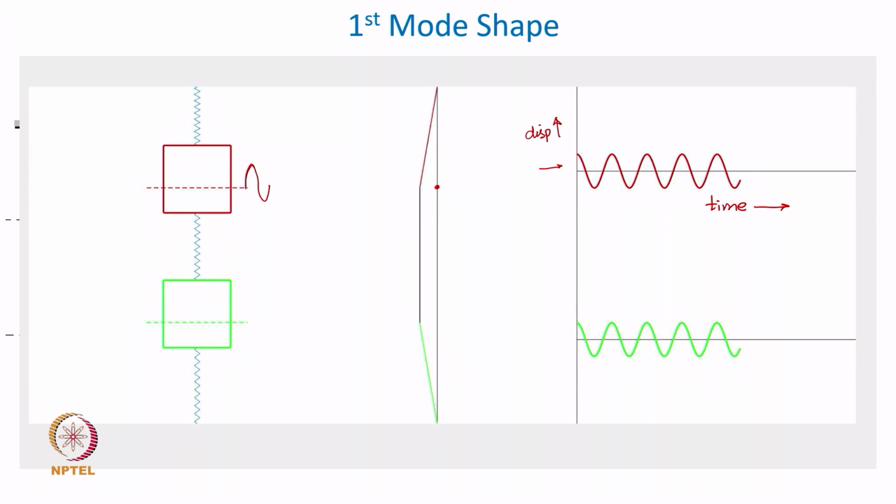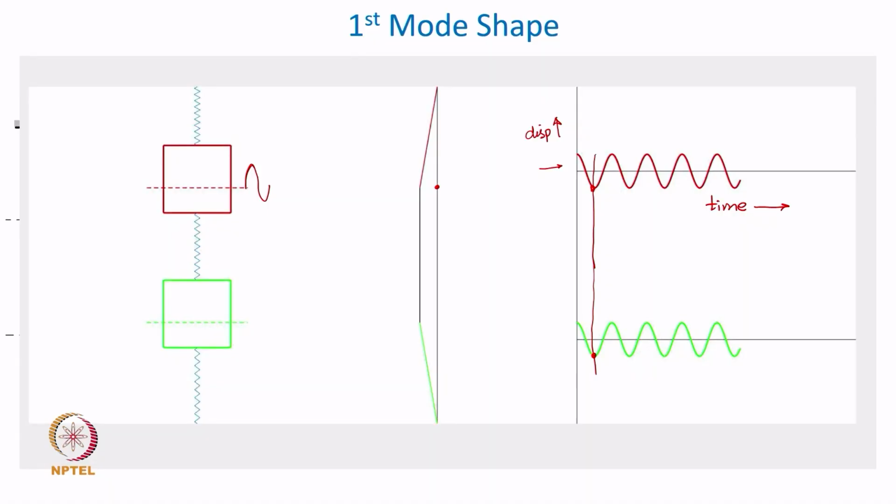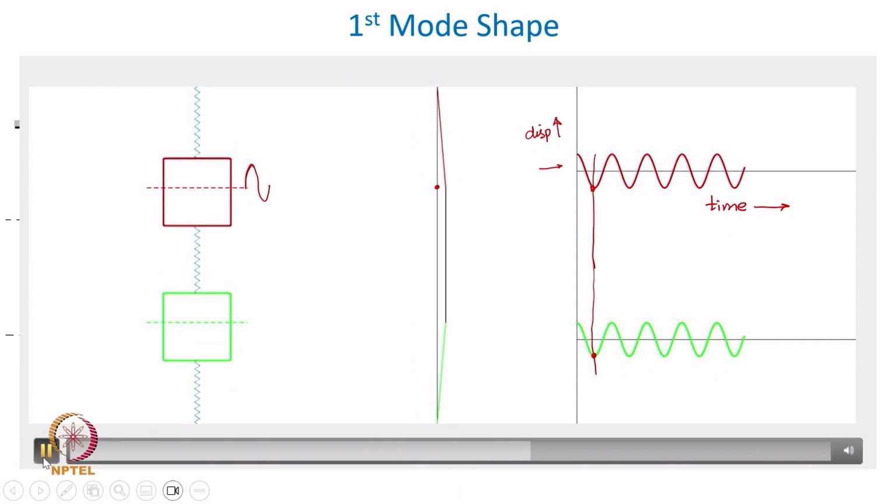And look at this, at this instant of time, if I draw this line, they are reaching their peak values at the same instant of time, and they have to, otherwise they will not execute a harmonic motion. So, this is how a mode shape is going to look like.